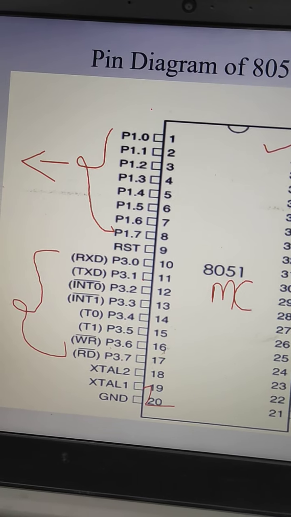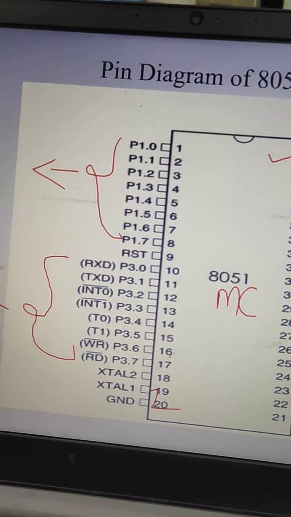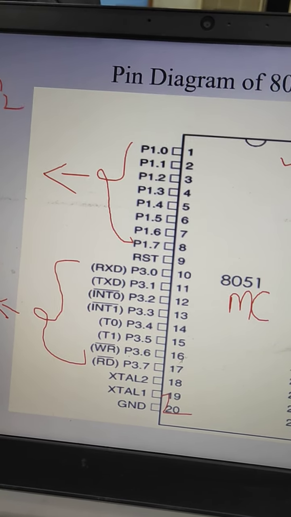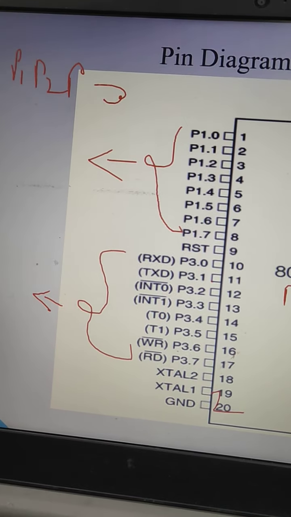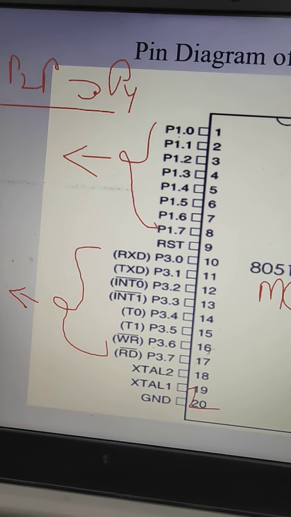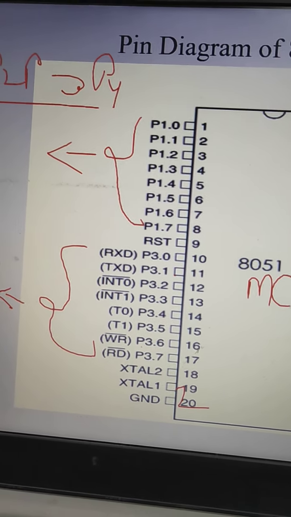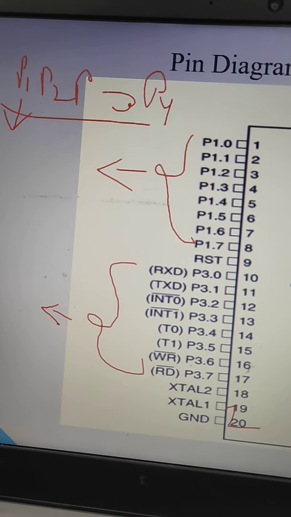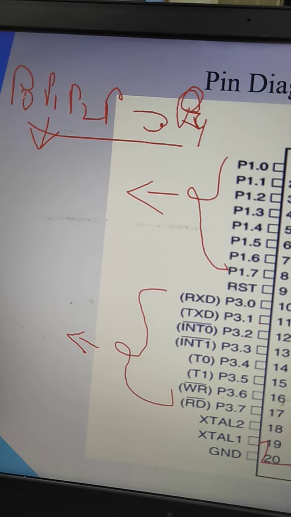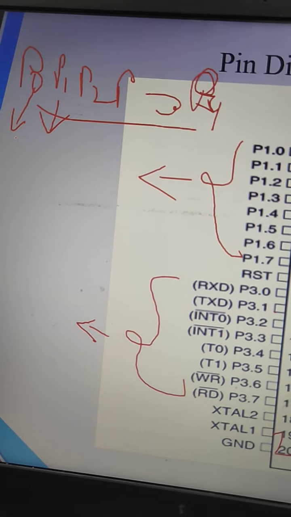Here we all know that there are 4 input and output ports, that is P0, P1, P2 and P3. There are 4 input and output ports. We all know that each port consists of 8 bits.